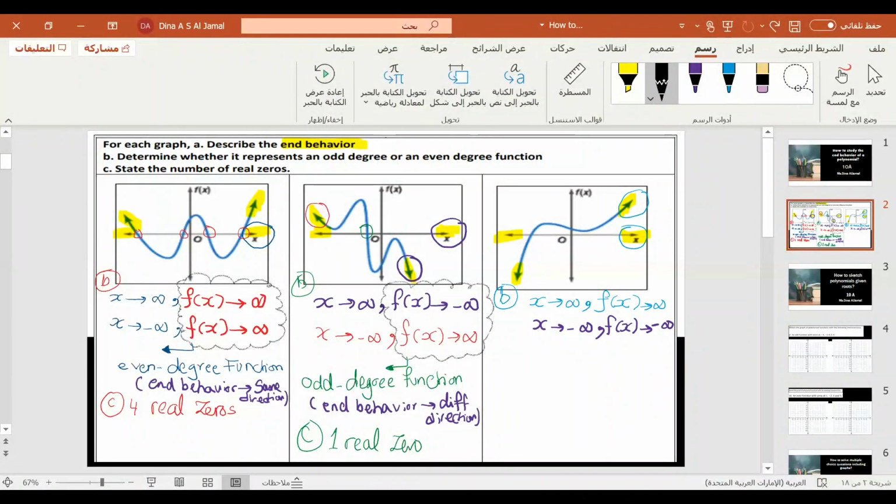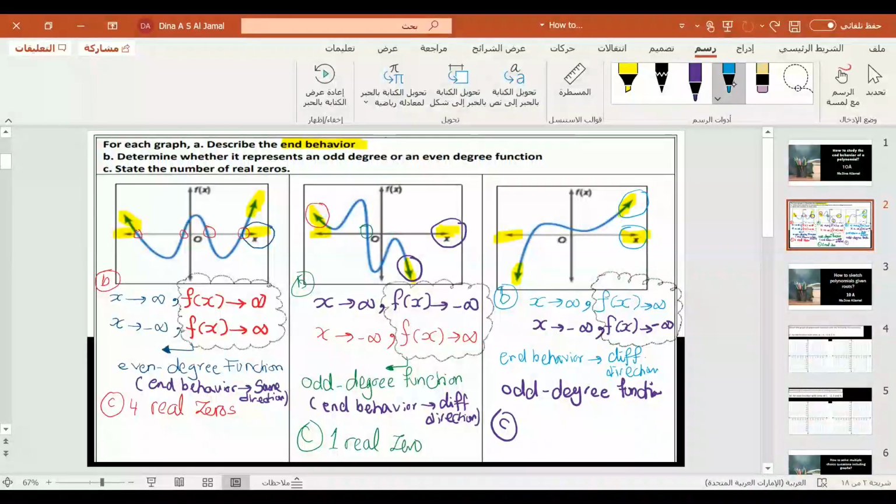So now if you compare the end behavior, you will see that your end behavior, different direction. That means it is odd degree function. With this, you are left with how many real zeros? One intersection with the x-axis. That means one real zero.